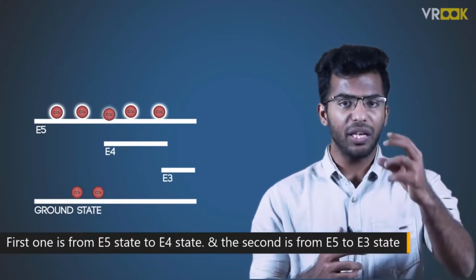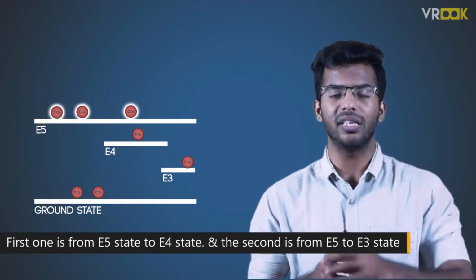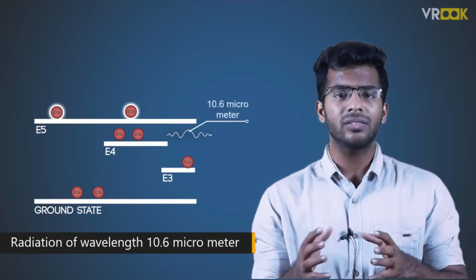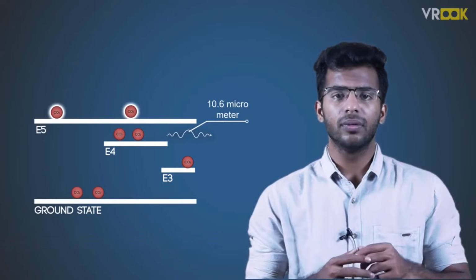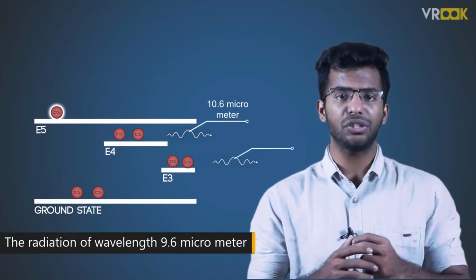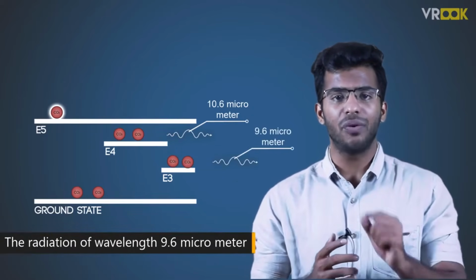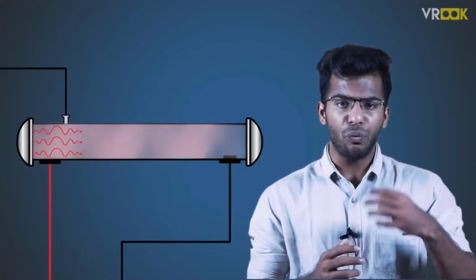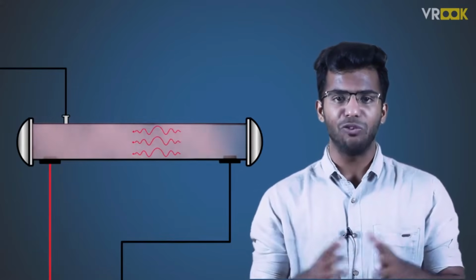Now, the CO2 molecule has two transitions. First one is from E5 to E4 state, and the second is from E5 to E3 state. The transition from E5 to E4 will cause radiation of wavelength 10.6 micrometer, which is in far infrared region. Similarly, the transition from E5 to E3 will cause the radiation of wavelength 9.6 micrometer, which is also in far infrared region.